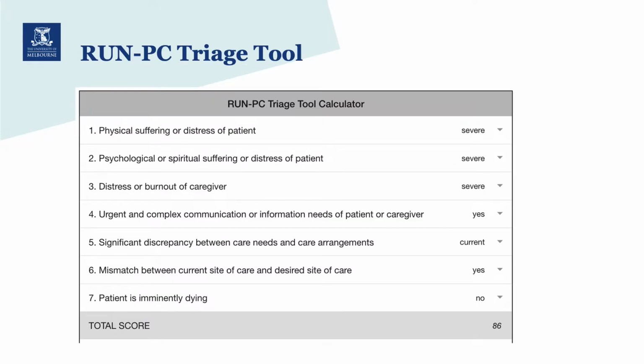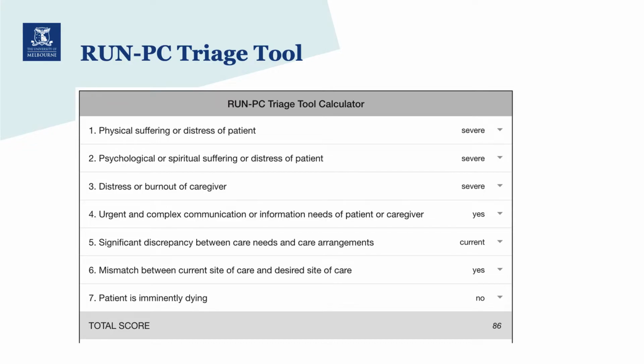So applying the tool, I've said severe for physical suffering. His pain is well controlled, but he's got this fungating malodorous jaw wound that's increasing. He's got a lot of distress with that. Likewise for psychological distress, he's living his nightmare, wants to end his life. That's a severe. Likewise for his daughter, she's very distressed about all of this situation.